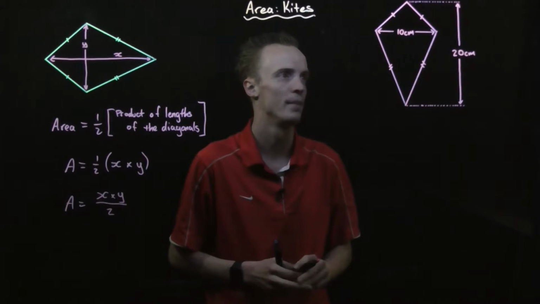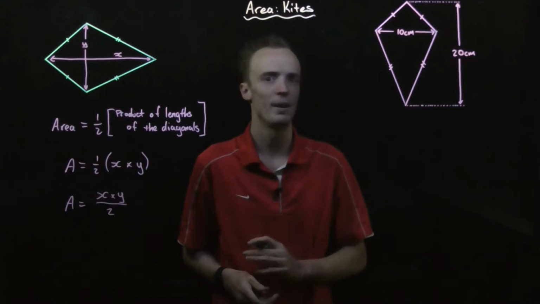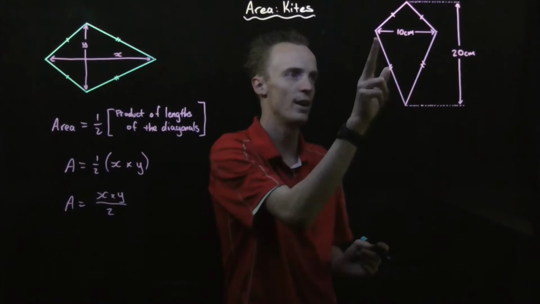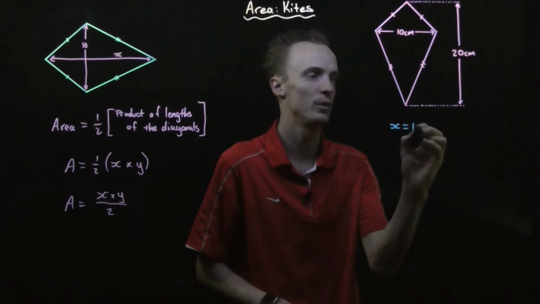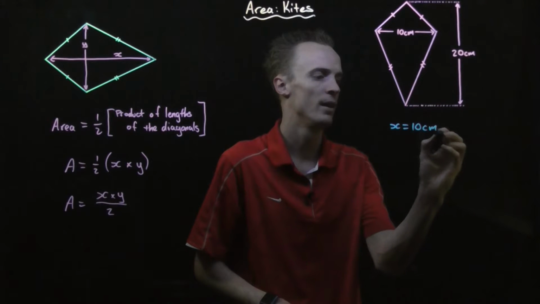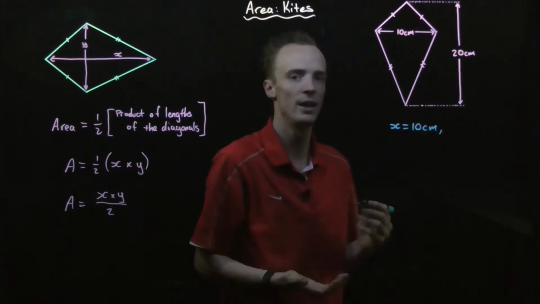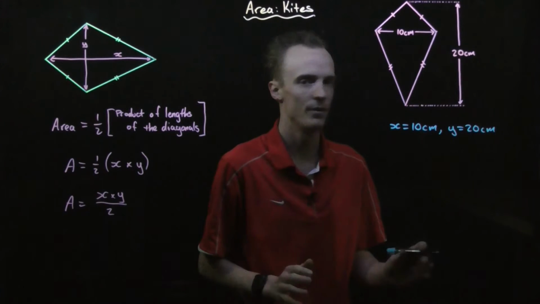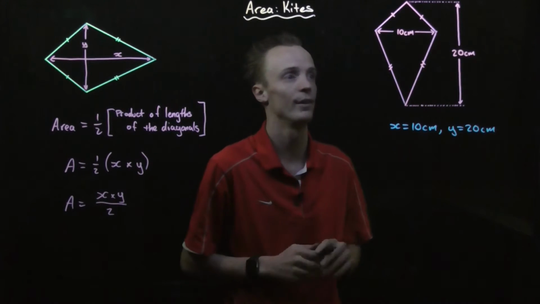So let's have a go at using this to calculate the area of this kite that I've got drawn here. Now, the first thing that we need to do is to identify the information that we have here. The first diagonal I have is this diagonal here, which is our x, which is equal to 10 centimeters. And the other diagonal that I have is our y diagonal, or this diagonal here, which is 20 centimeters. Now I've done that, we've always got to make sure that our units are the same. They're both centimeters here, so they are.